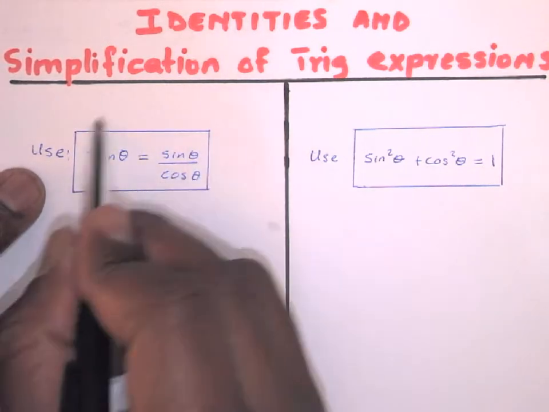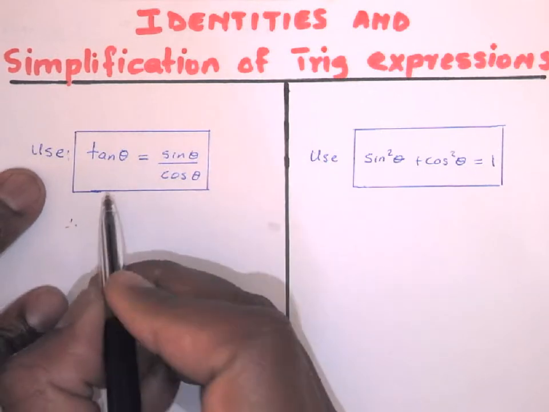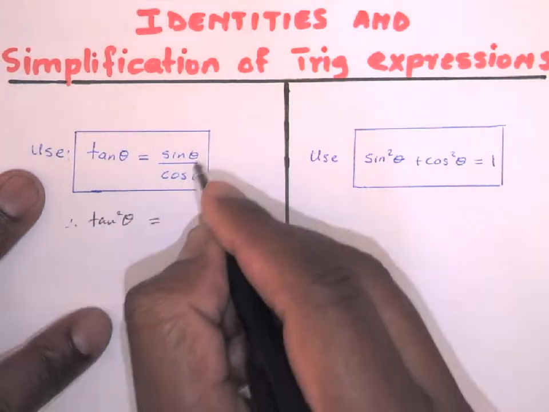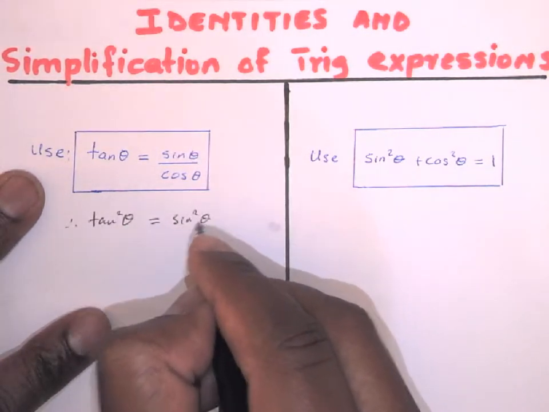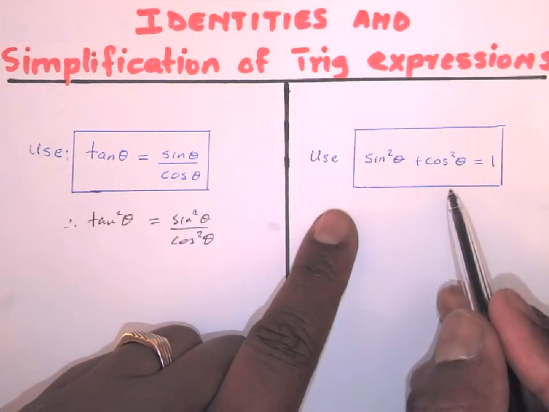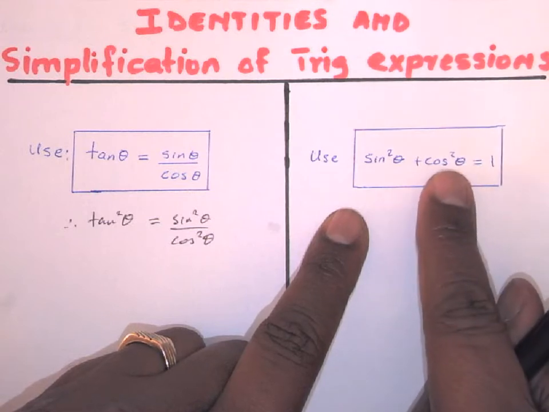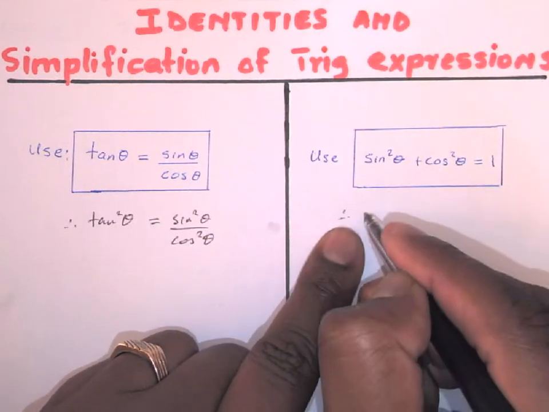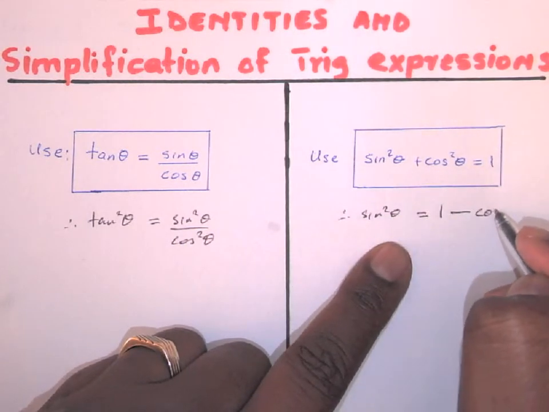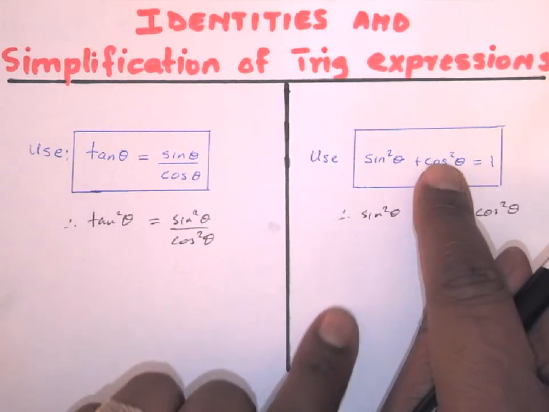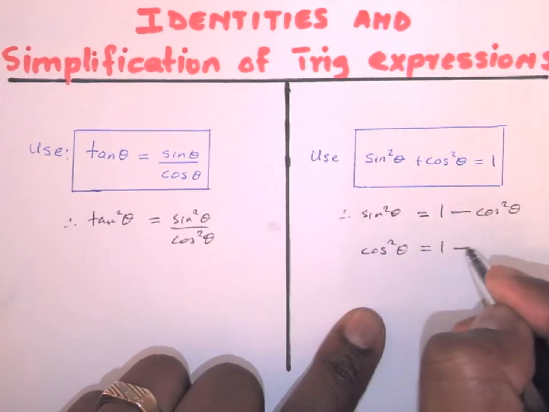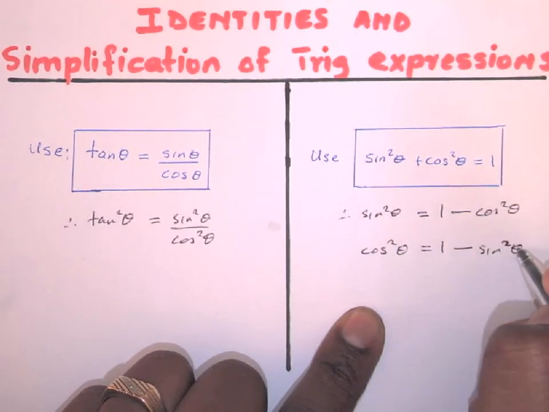From here, we can prove this. Therefore, we can square this side here and get tan squared theta equal to this side squared, which is sine squared theta over cos squared theta. Again, if this is true, we can take the cos squared theta to the other side, and then we are left with sine squared theta the same as 1 minus cos squared theta. If I didn't take this, I could have taken this to the other side, then I could have had cos squared theta is the same as 1 minus sine squared theta.